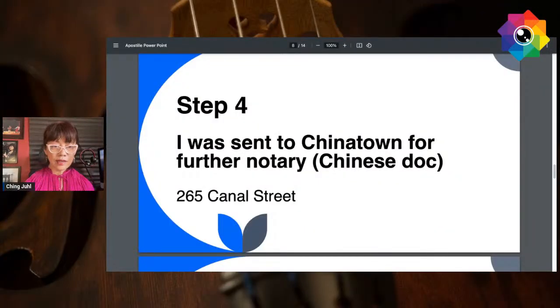Now, the next step. So number four, I was sent to Chinatown, and you may not be sent there if your document is not Chinese.